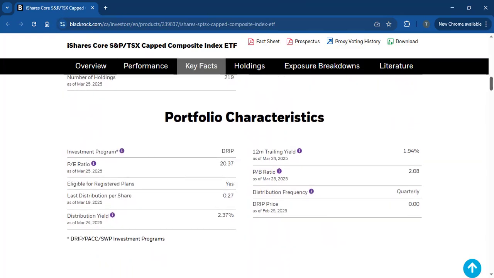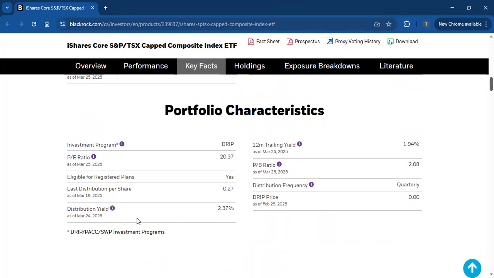Portfolio characteristics, some of these things are important. The distribution yield has grown by 237%. The last distribution per share is the amount of dividend that they pay per share every quarter, so it's 27 cents per share every quarter. And then this is the price to earnings ratio, which is 20.34. The trailing yield, the 12-month trailing yield or TTM, is 1.94%.